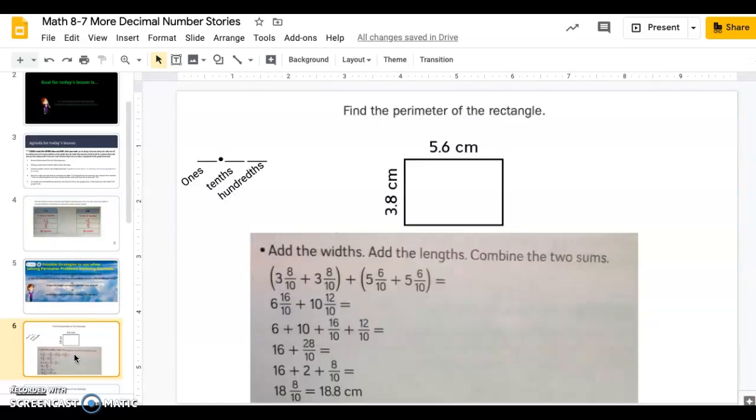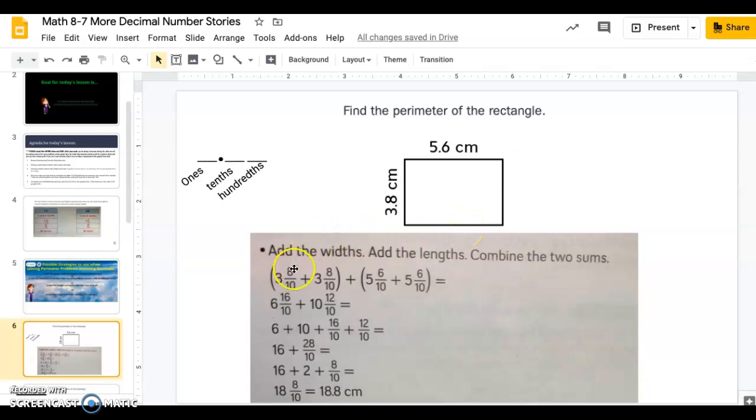Well, let's look at a problem here. If we were told to find the perimeter of this rectangle, or the total distance around the outside here, we would look and see here. We know with rectangles, opposite sides are equal lengths. So if this side here is 3.8 centimeters, so is this one on the opposite side. If it's 5.6 centimeters here, then down here would be 5.6 centimeters as well.